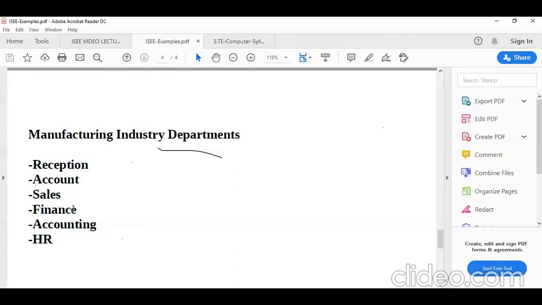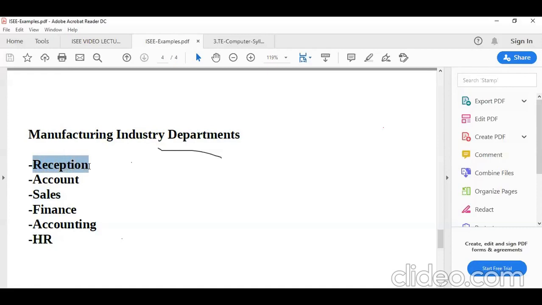Recently you started your business and you recruited different persons for your business. Now each of these departments will have different persons who are working there. Now, for example, we take the example of the reception department and the sales department. Okay.